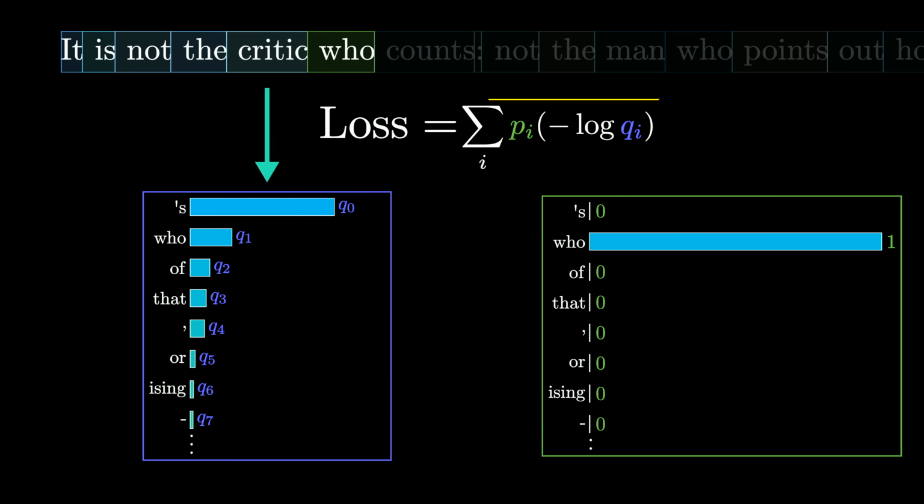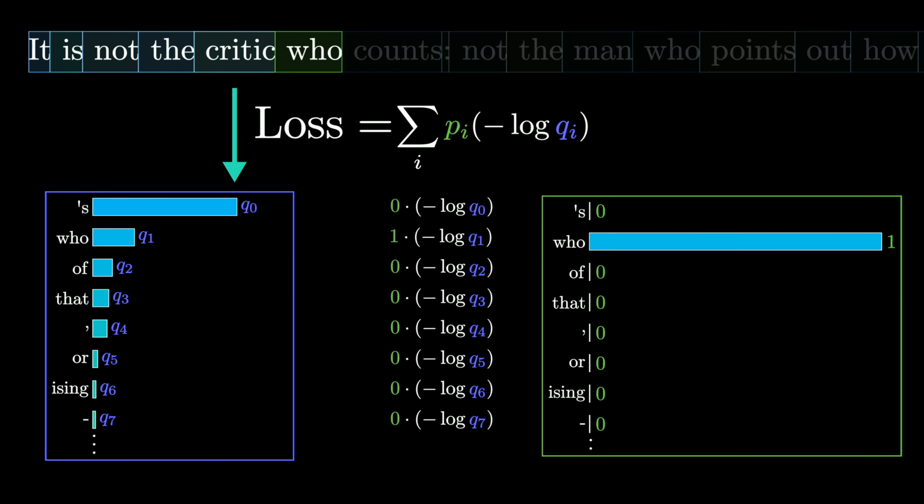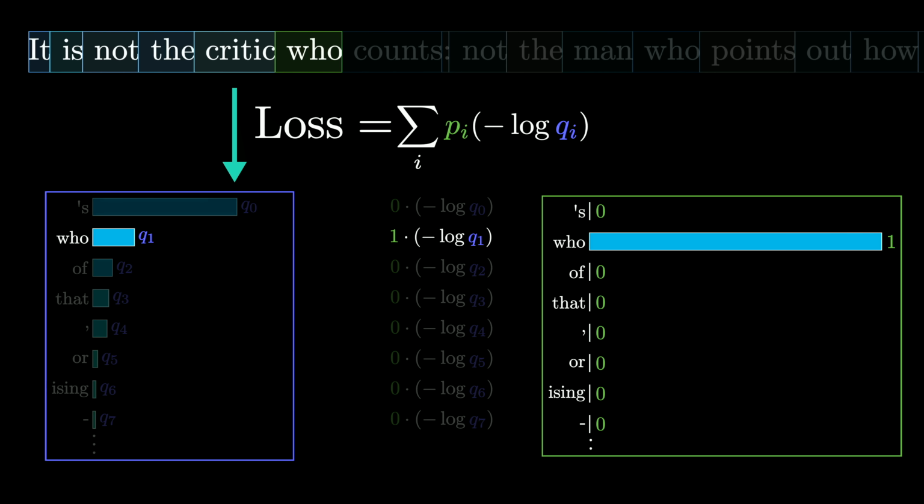If you pull up the formula we had earlier, where we're taking a weighted sum, using all these quantities on the right as weights, all of the zeros cancel most of the things out, and all you're left with is the negative log of the probability the model gives to the true next token.